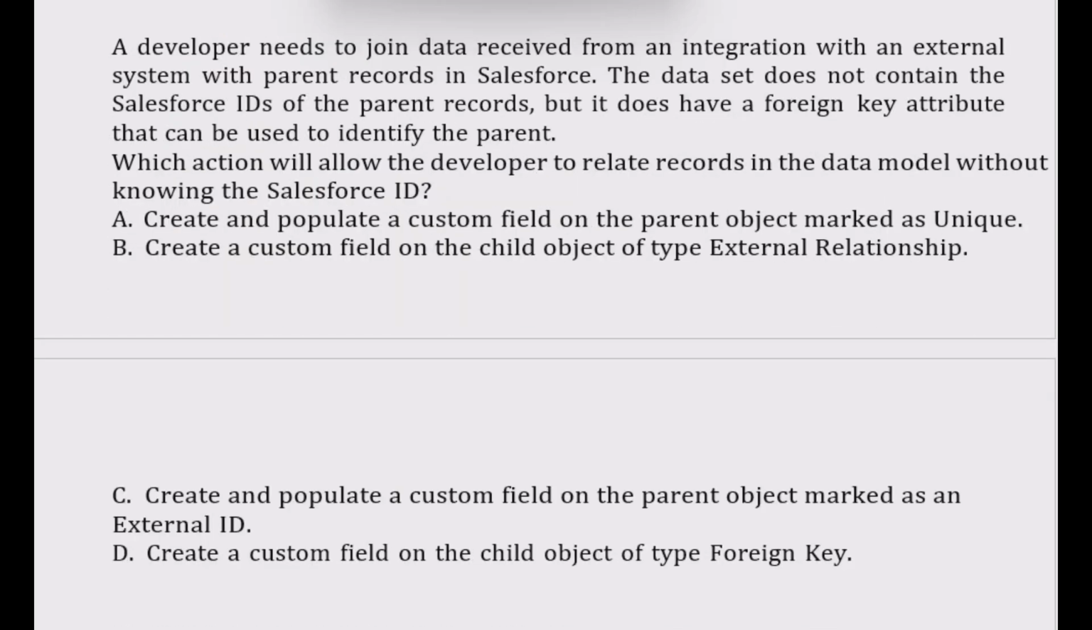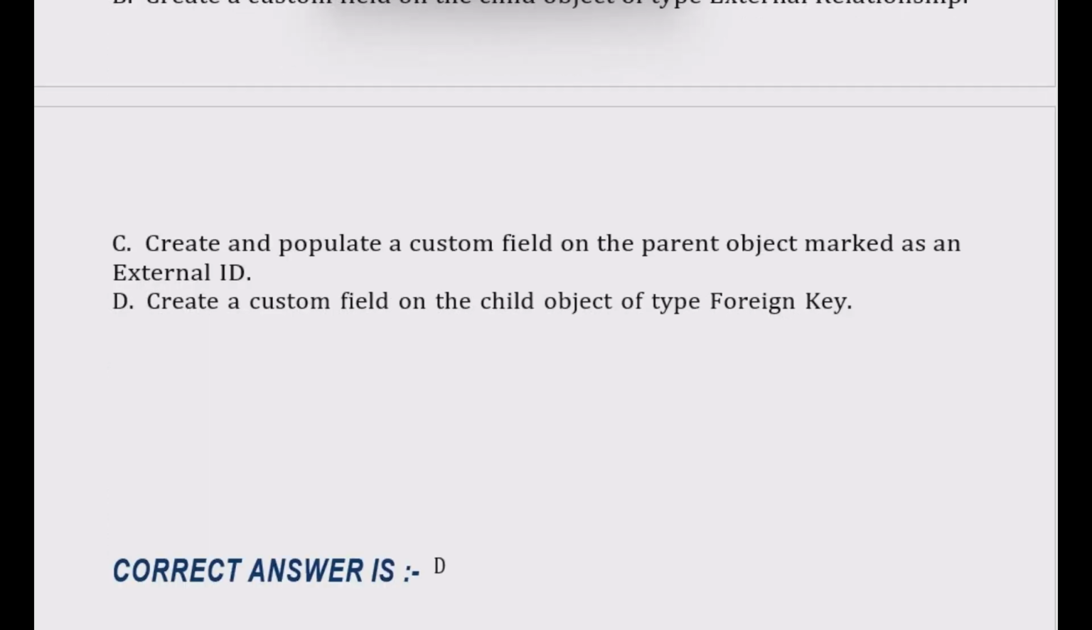Option A, create and populate a custom field on the parent object marked as unique. Option B, create a custom field on the child object of type external relationship. Option C, create and populate a custom field on the parent object marked as an external ID. Option D, create a custom field on the child object of type foreign key. Correct answer is option D.